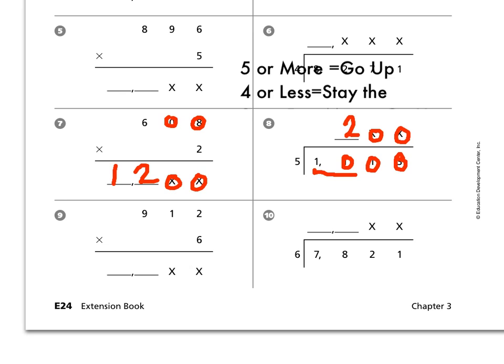I want you to use the strategies that I showed you in 1 through 8 in order to figure out numbers 9 and 10. Remember to use 5 or more, you go up 1. 4 or less, you stay the same.